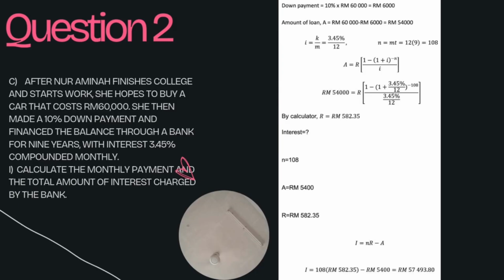And then we have to search for the interest. We use the formula I equals nR minus A. And then we substitute the information that we had inside the formula, and then we got 57,493 ringgit and 80 cents.